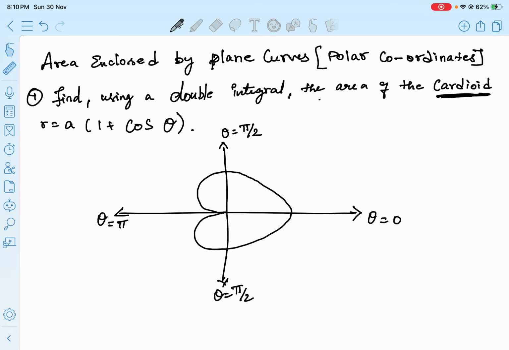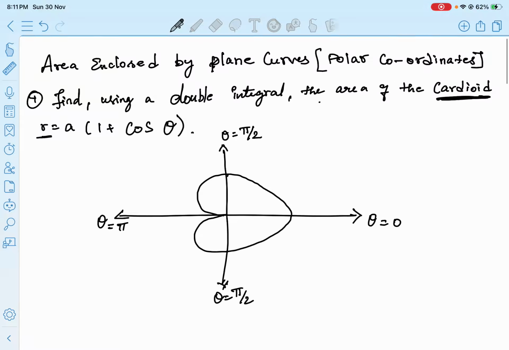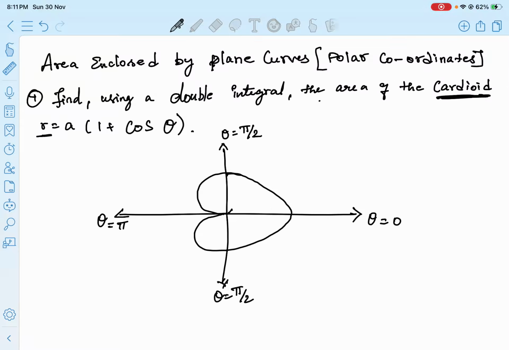Done. Okay, that's all. So we got all this. Now we had only the radius r equal to a into 1 plus cos theta. So this curve, that means the radius is from the 0 point to here. So this is your r equal to a into 1 plus cos theta. So this is your radius. I am going to mark this point as O and this point as P.